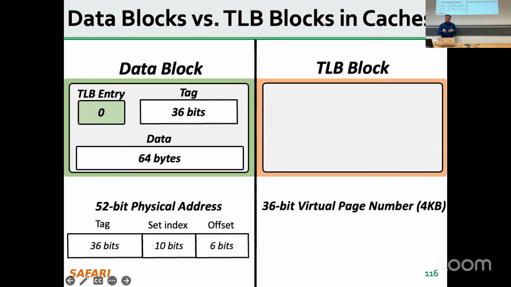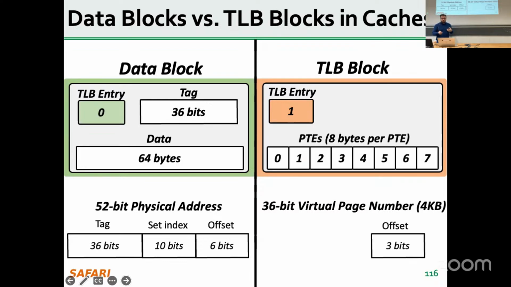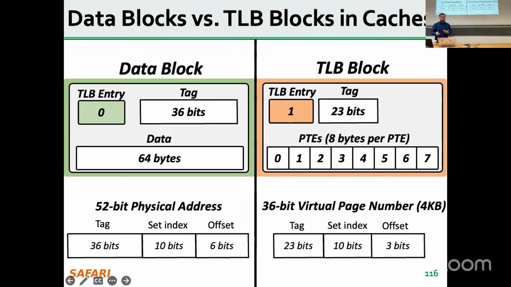In the case of the TLB block, the TLB entry bit is set to 1. So we use a virtual page number to access this TLB block. We don't use the physical address anymore. And the TLB block contains 8 page table entries. Why 8? Because each page table entry is 8 bytes, and we can fit 8 page table entries inside the cache line. So basically, these 8 entries cannot be any sort of page table entries. They need to be contiguous in the virtual address space. Thus, we use 3 bits for the offset to select which one of the page table entries we need, and the rest of it is the tag, basically.